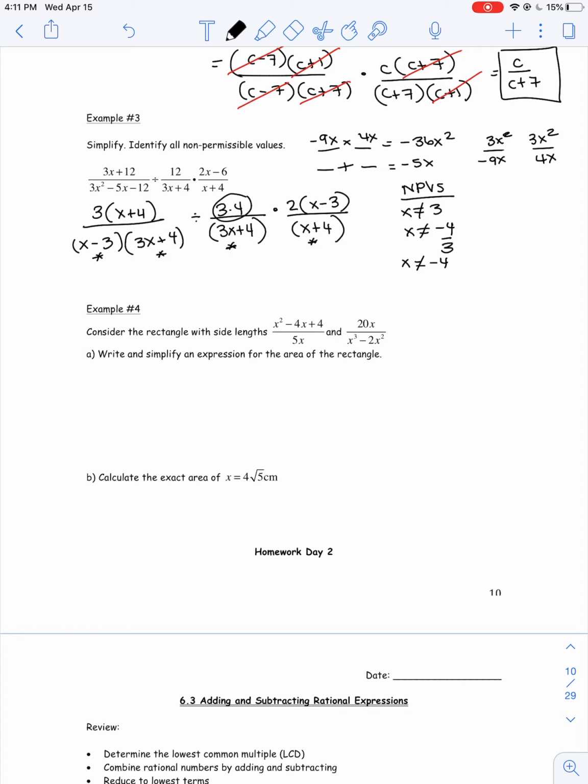And then at the top, because this is coming after a division sign, you'd have to look at the top. But since there's no variables, there's no non-permissible values there. So anytime you see a fraction after a division sign, make sure you look at the top and the bottom. Otherwise, those are your 3 sets of non-permissible values. So now what we want to do is the flip, and then cross off the same factors at the top and the bottom that can go away.